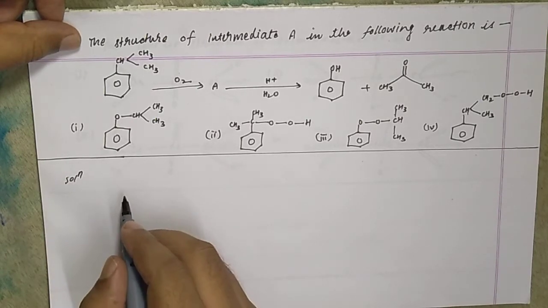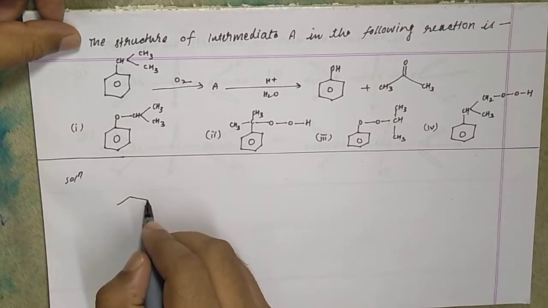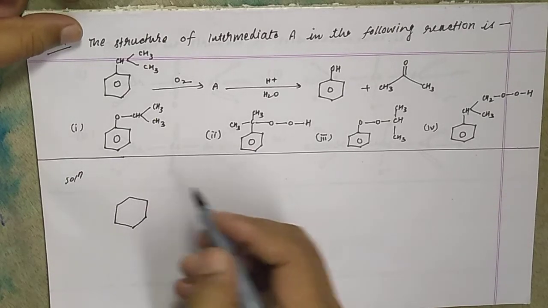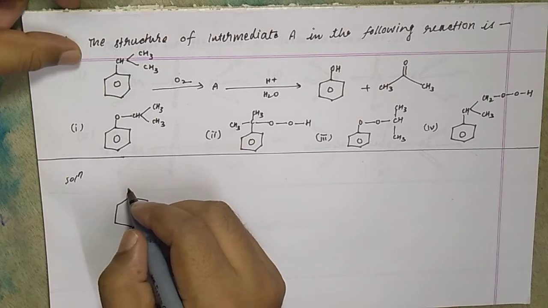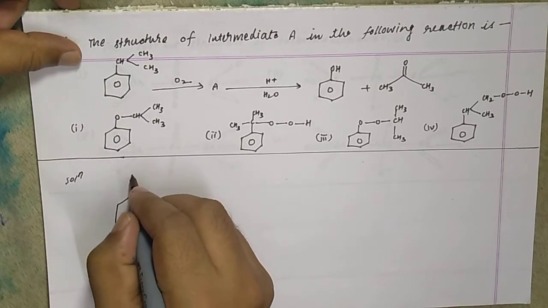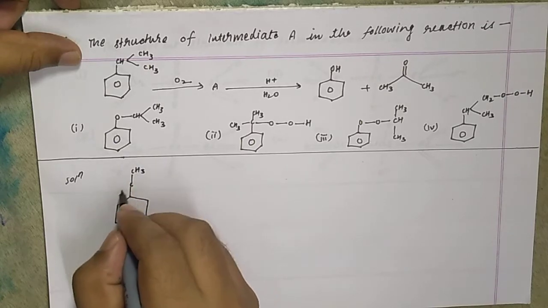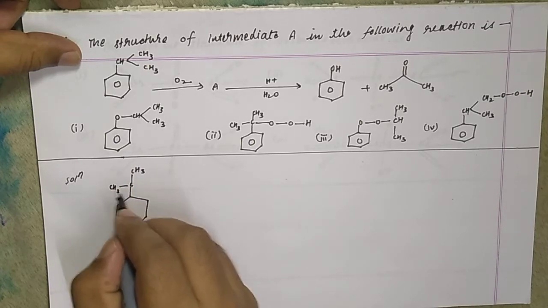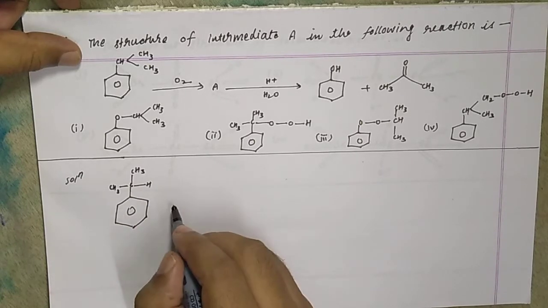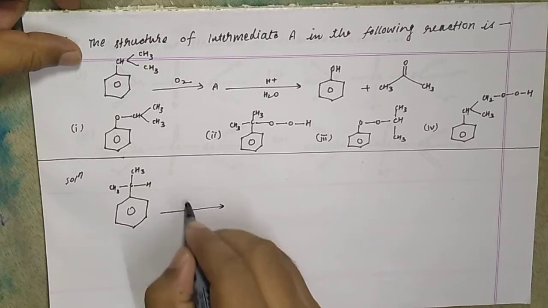This is an easy problem, directly from the NCERT book, that we can answer. This problem is based on the preparation of phenol. See, I am mentioning here CH3, this is H, and what is happening is it is reacting with oxygen, O2.